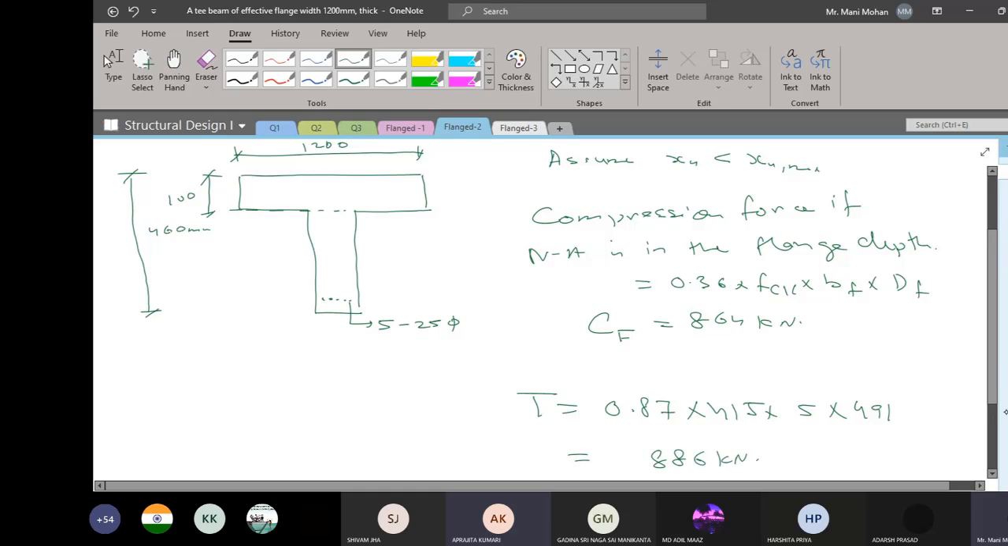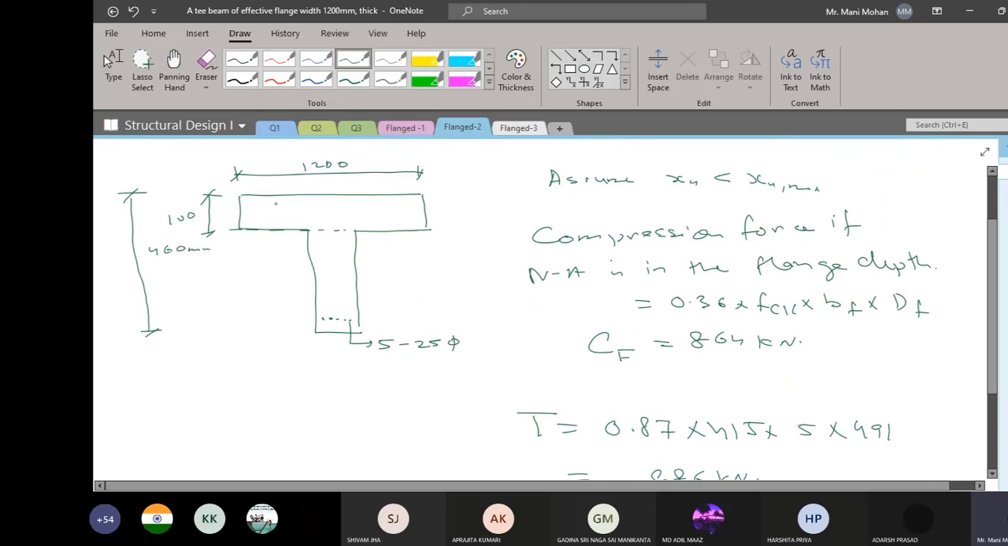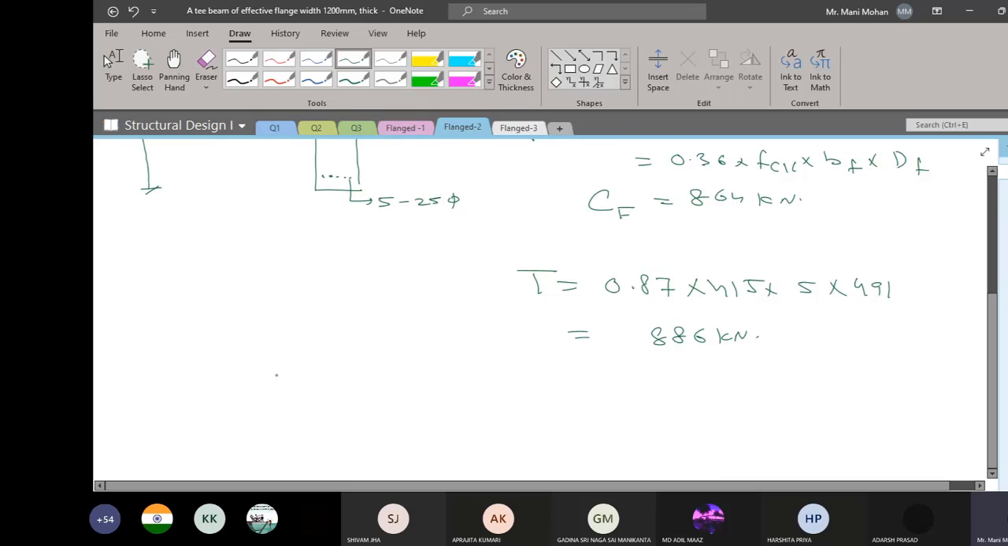886 kilonewton. Now here you can see what is happening. Your compression force in flange is actually less than the tension force. So you need more area. If you need more area, it means your neutral axis should lie in the web. So from this comparison, since compression force in flange is less than T, neutral axis lies in the web.